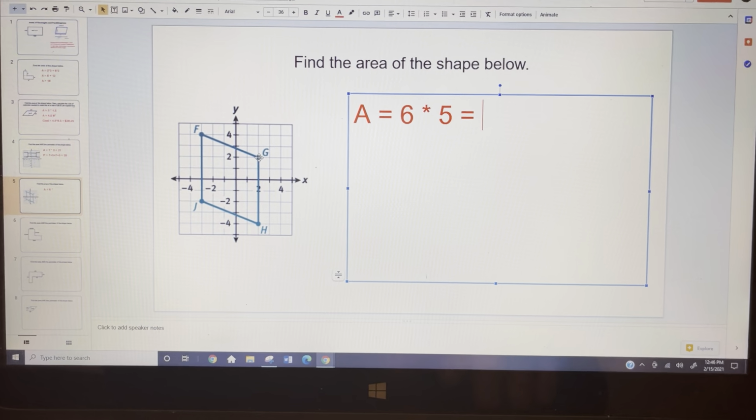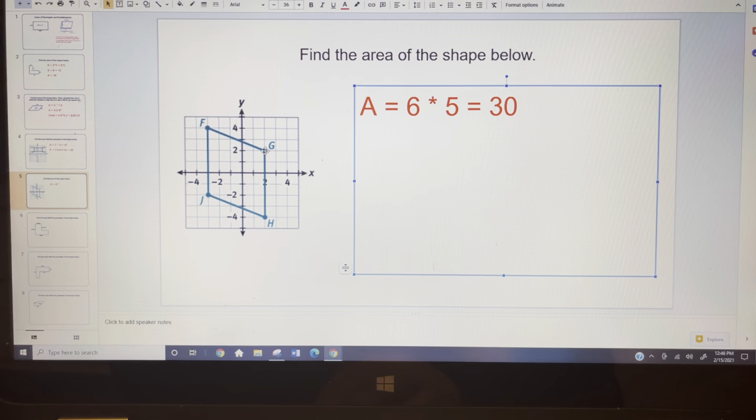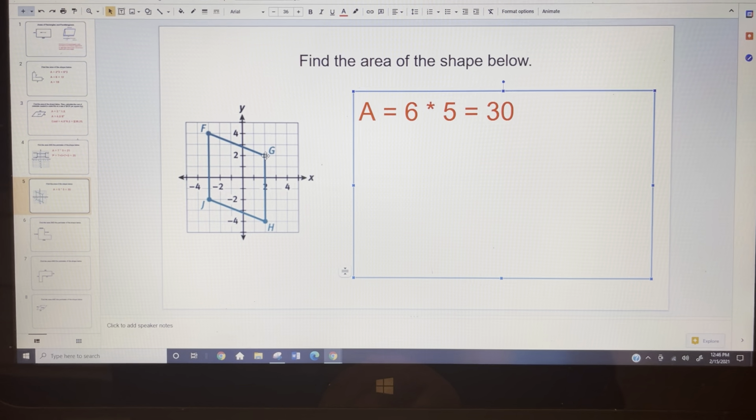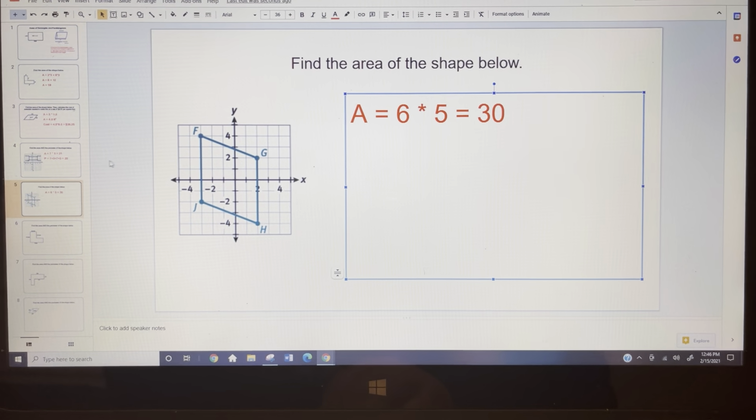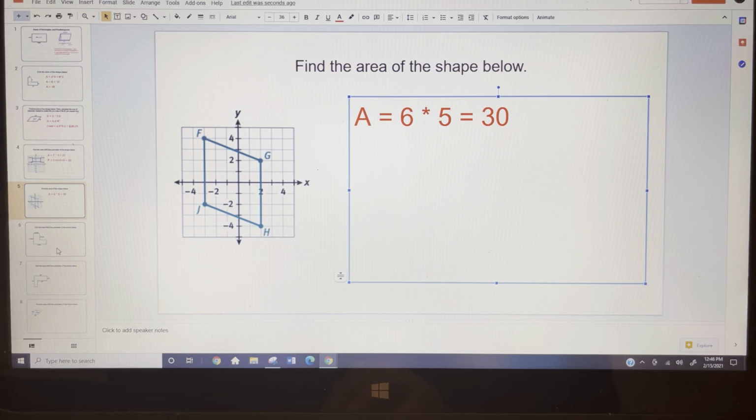Okay, then multiply those two numbers together. That's 30. Okay, that's it for that one.